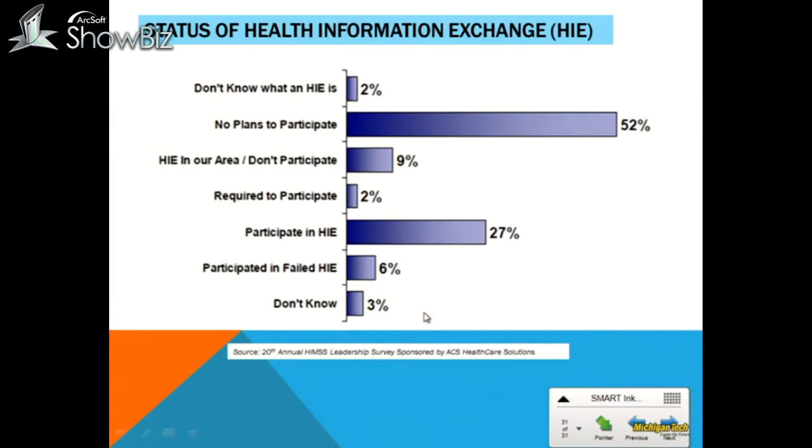For the health information exchange status, there is also a big challenge. 2% don't know what an HIE is. No plan to participate is 52%. That's a big challenge. Don't participate in an HIE in their area is 9%. Required to participate, 2%. Participate in an HIE, just 27%. Even 3% don't know about this. So that's the big challenge.